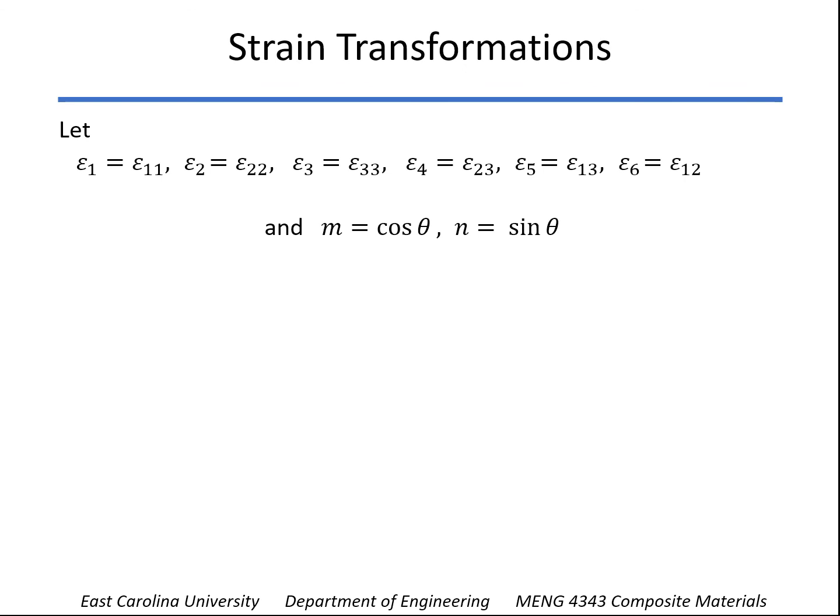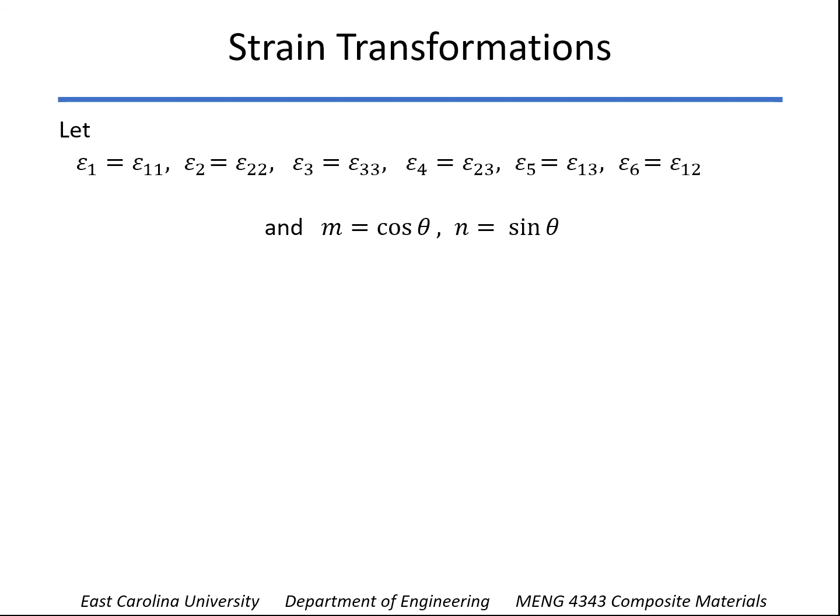And again, we'll do a little bit of shorthand here. Normal strains are going to be epsilon 1, epsilon 2, epsilon 3. Shear strains are going to be epsilon 4, 5, and 6. So you can see how we're doing this. Epsilon 4 will be epsilon 2, 3. Epsilon 5 will be epsilon 1, 3, and epsilon 6 will be epsilon 1, 2. And once again, we'll let m be the cosine and n be the sine of the angle theta.